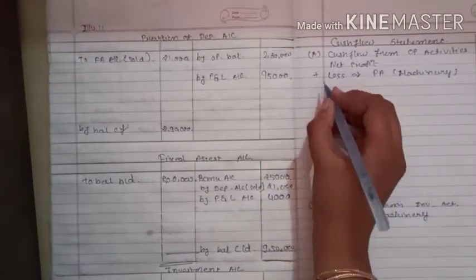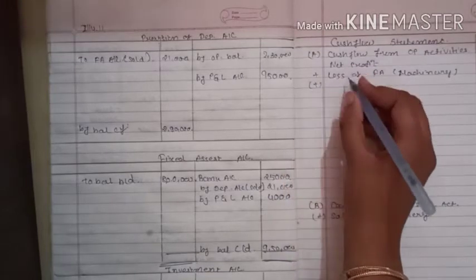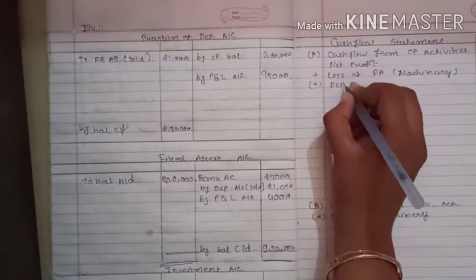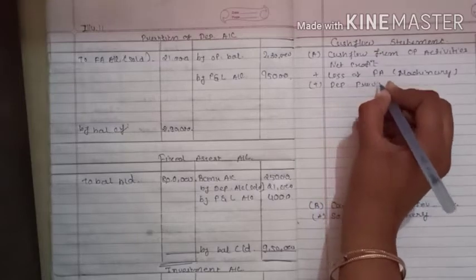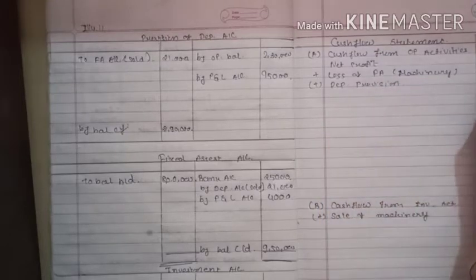So it will come here plus depreciation provisions of rupees 95,000.